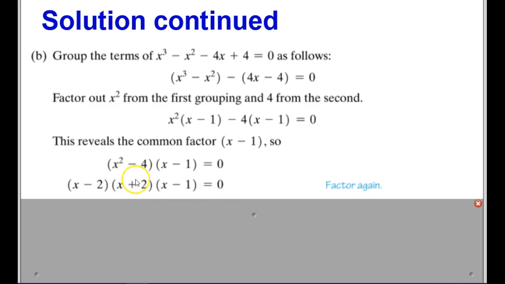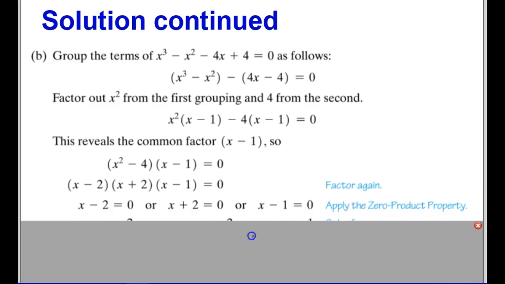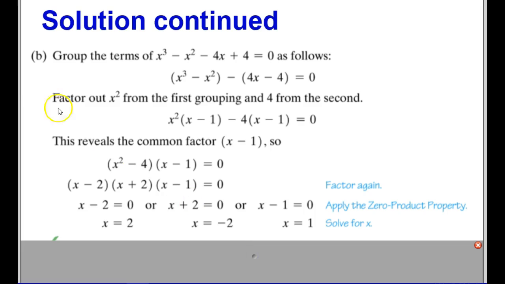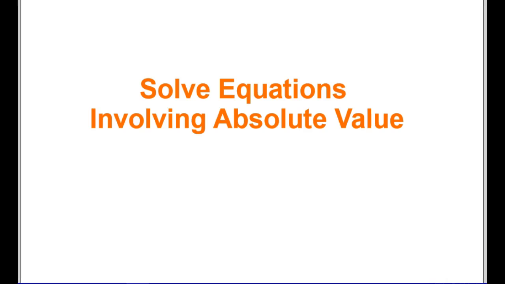Well, now that I have everything as broken down as I can and equal to 0, I use my zero product property and set each piece equal to 0 and then solve for my x. So that's how we do some simple factoring and solving.